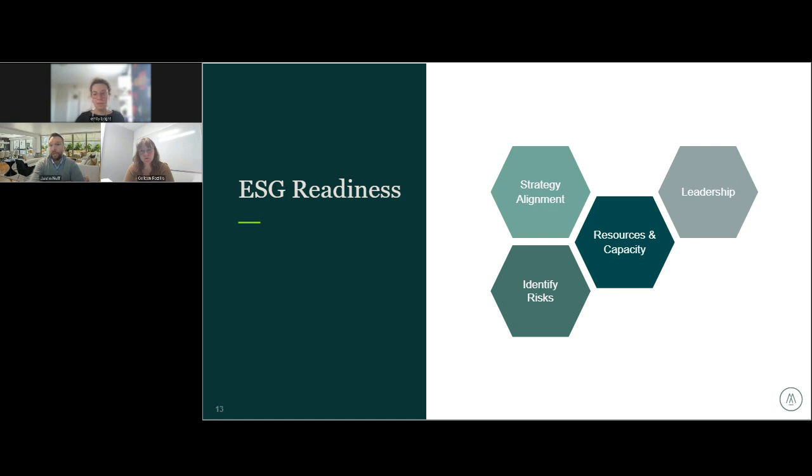I would definitely recommend checking out the Nasdaq report if you ever have to make the business case to someone else, or just understand some of the factors to consider when you're thinking about what is the business case for ESG.